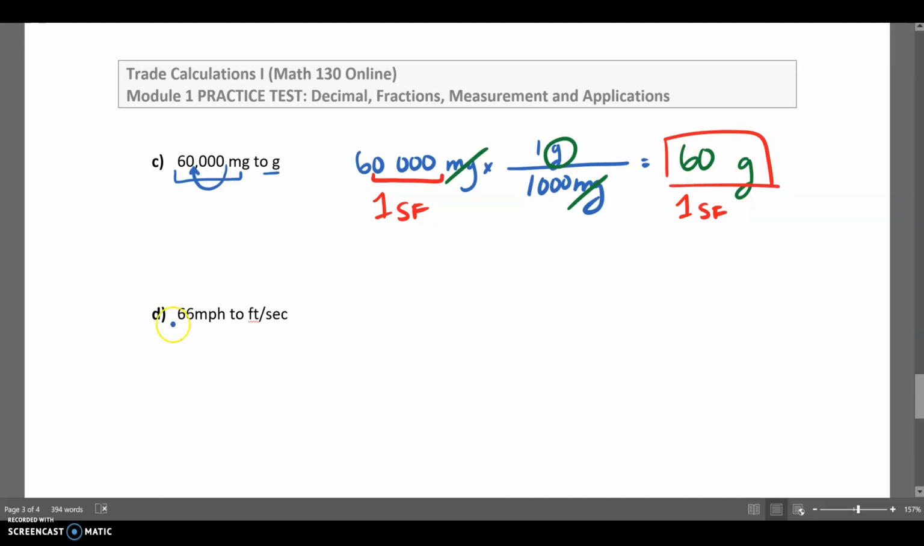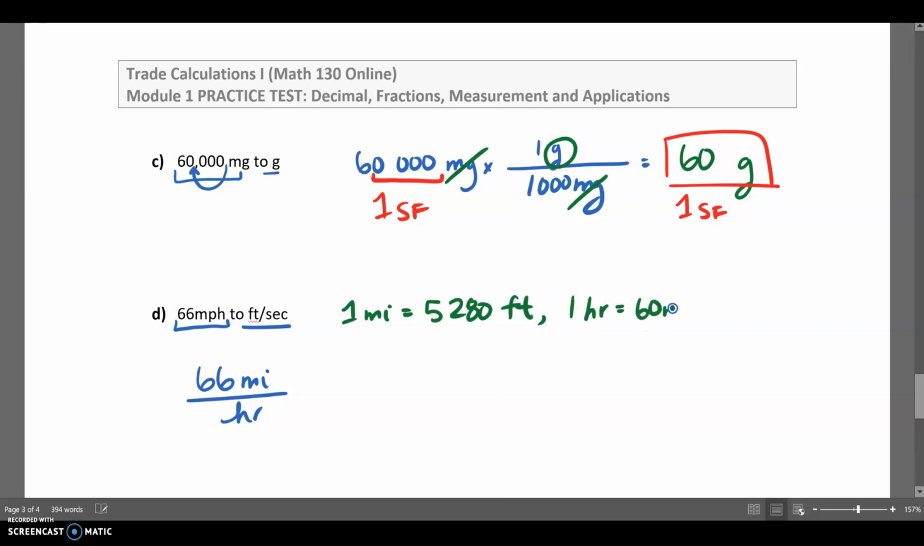In the next question, we're converting 66 mph, or miles per hour, into feet per second. I'll start with my original measurement, 66 miles, and I'm going to write the hours in the denominator, which is what per hour means. This will make it easier to set up the unit conversions. Looking on the conversion factor sheet, I know that 1 mile is equal to 5,280 feet. I also know that 1 hour has 60 minutes, and 1 minute has 60 seconds.